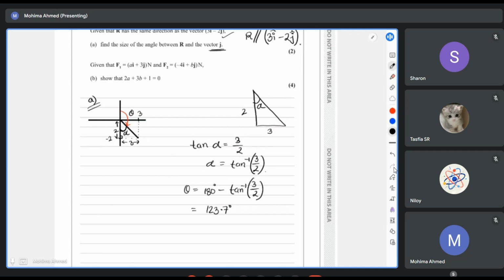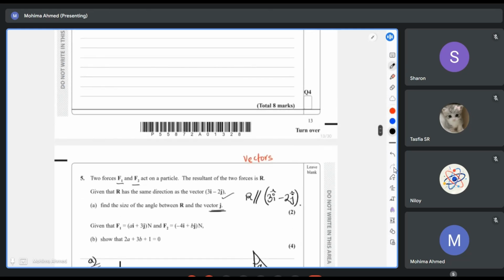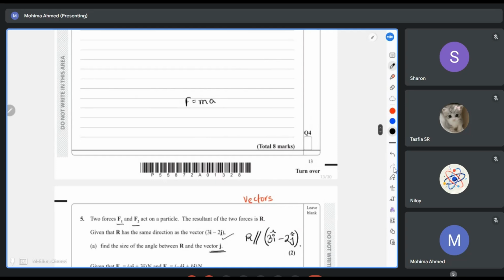So always remember that if a certain vector is parallel to another vector, there always has to be a constant. For example, take F equals ma, where force and acceleration are directly proportional. Force and acceleration are parallel, but that will not create an equation. We have to introduce a constant. That's why we write F equals ma, where mass is a constant, right? An object's mass never changes.